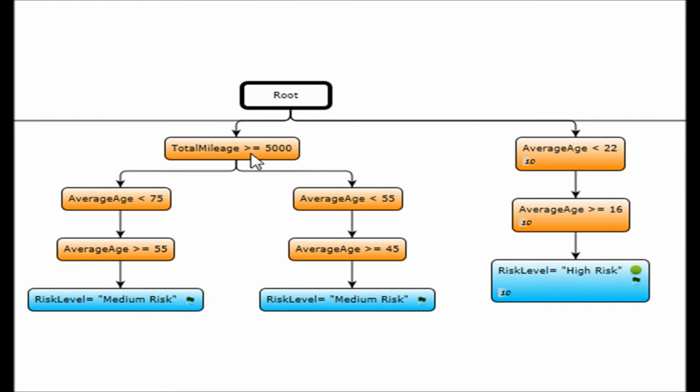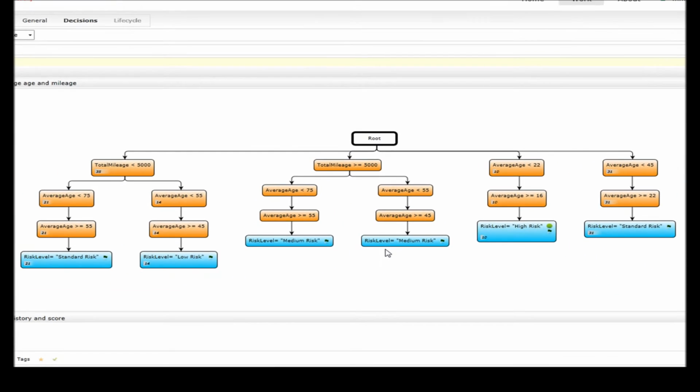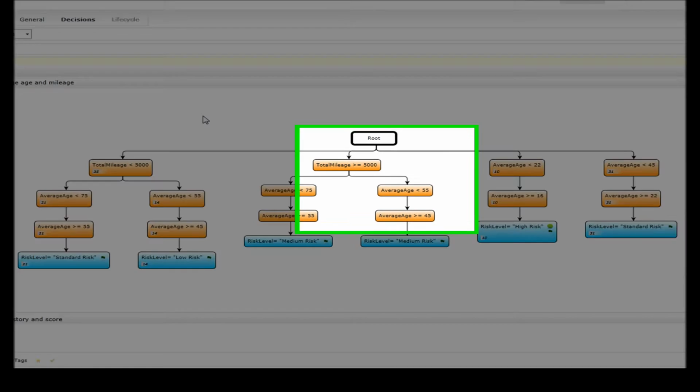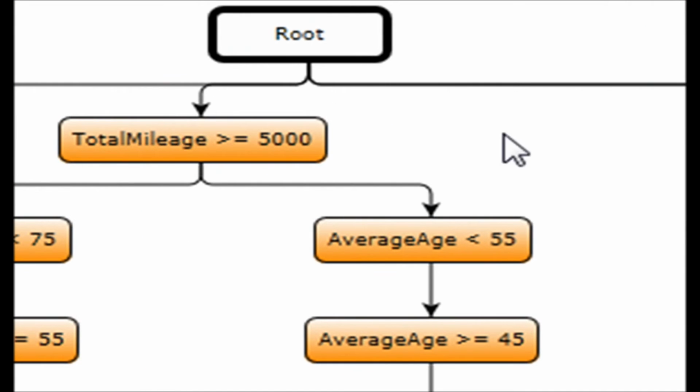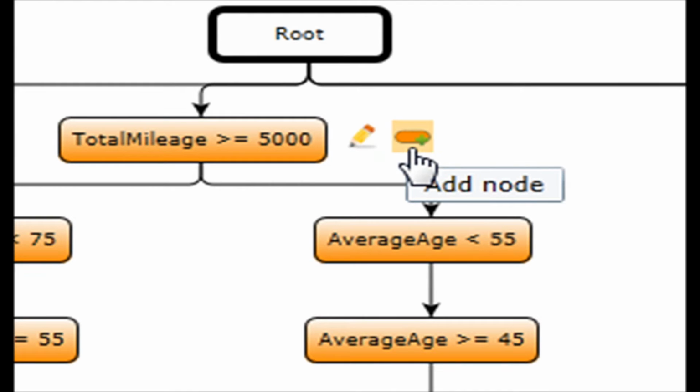Here what I can notice very quickly is that nobody drives more than 5,000 in this age group. So I have quite a bit of information available in this representation, and again I can go into edit mode and I can add nodes into the decision tree.